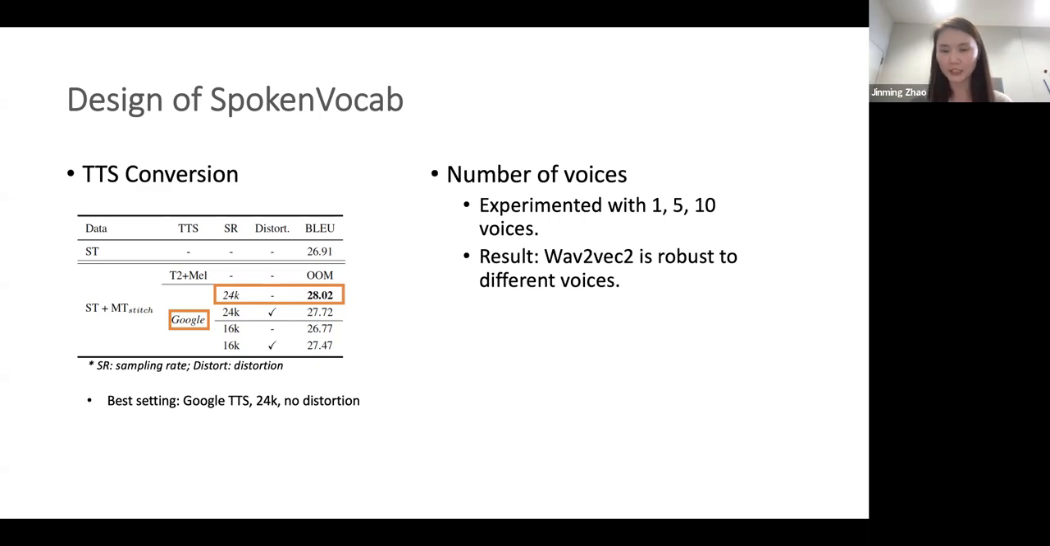We've also looked at the impact of the number of voices. So we experimented with 1, 5, 10 voices. That is to say, we train 3 models with the same amount of data and just vary the number of voices. It turns out that the 3 models have similar performance. So what it tells us is that wav2vec 2 is robust to different voices in this setting.